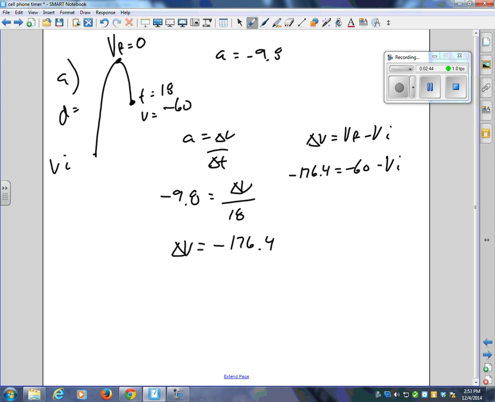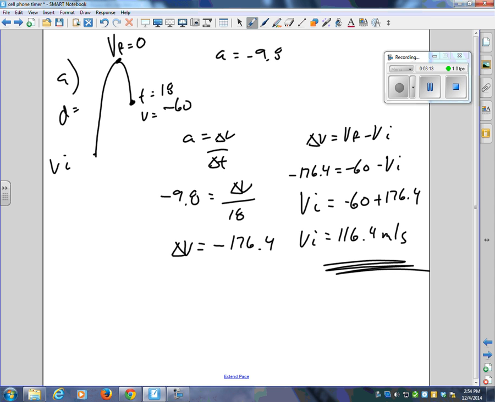Okay, so now, because this is negative VI here, I want positive VI, right? So you switch sides. Switch sides, Nate? Okay, so that minus VI goes to the other side and becomes positive VI. And equals minus 60 still, but now that 176 goes over and becomes positive. And so you get 176 minus 60, or 116.4. That, my friends, is the initial. Did your group get that, Nate? Any other groups get that? You got 0? It's definitely not 0 because it's got to go up, right?